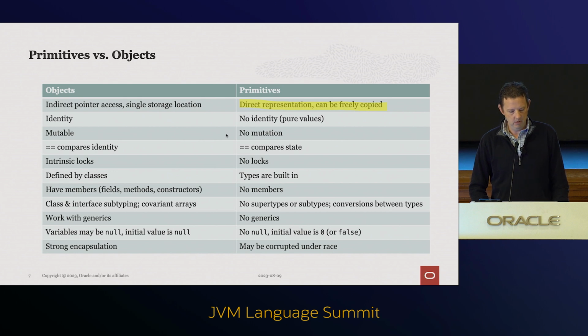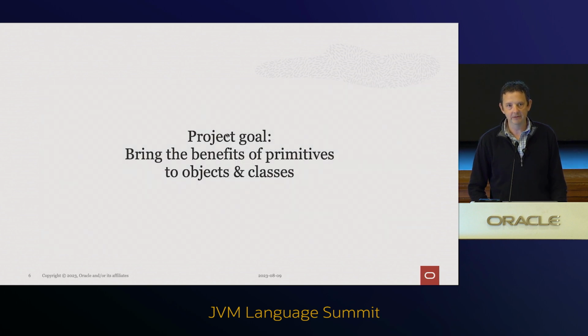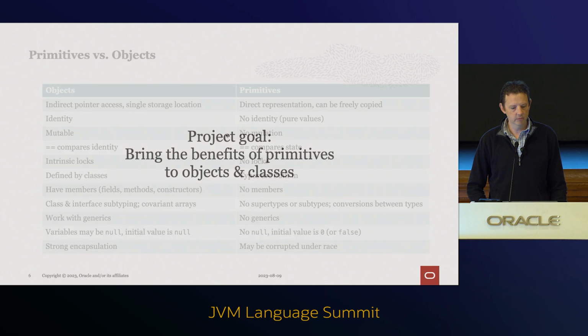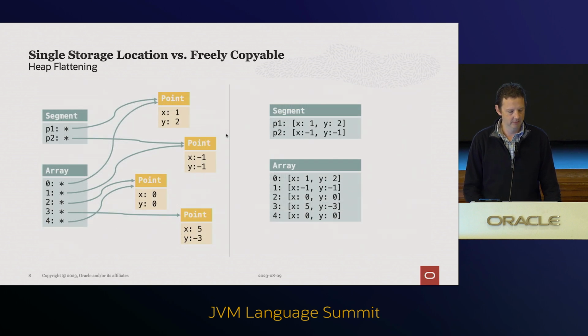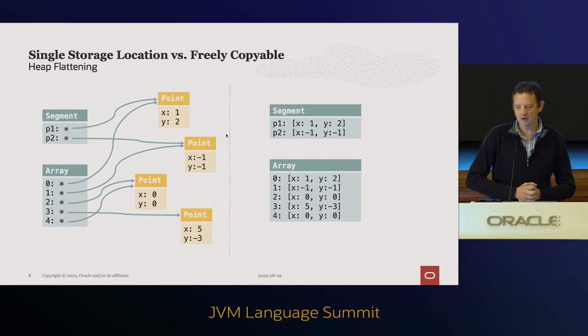When I said we want to bring the benefits of primitives to objects and classes, really what that means is we want direct representation of freely copyable objects. And if we can do that, that unlocks a lot of optimizations. Let me illustrate. Probably seen some diagrams like this before.